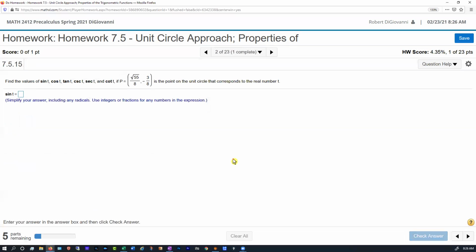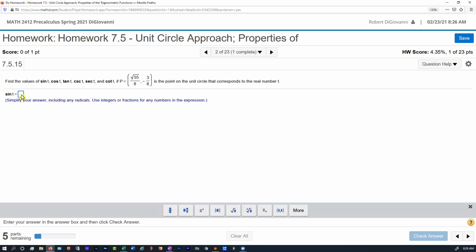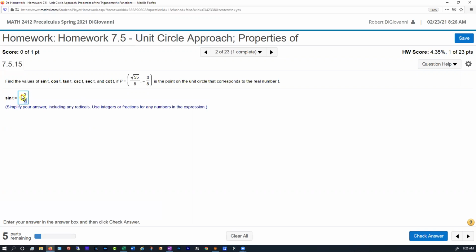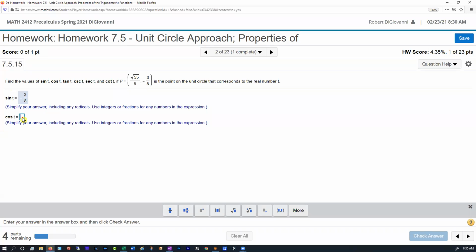All right, next question. So find the 6 trig values here if the point square root of 55 over 8 and negative 3/8 is a point on the unit circle, it corresponds to the real number. Okay, so same thing. All we're going to do is, this is not a common point, but we can still do the same thing since it's on the unit circle. Sine of t will be the y coordinate, so negative 3 over 8. Okay, so cosine will be the x coordinate, so it's just going to be square root of 55 over 8.